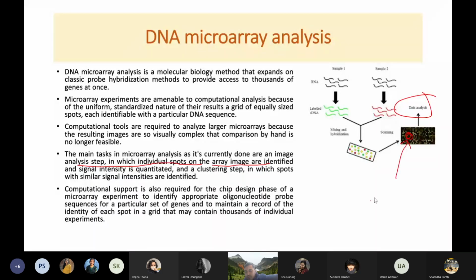So what is the intensity? We will quantify, and clustering also. We will do a clustering step in which each spot's signal intensities are identified. So we have to do this clustering experiment: which region's tissues is this coming from, we will have to do the clustering as well. For this we will do a certain kind of clustering algorithm, as we also read in phylogenetic analysis. Clustering has to be done.